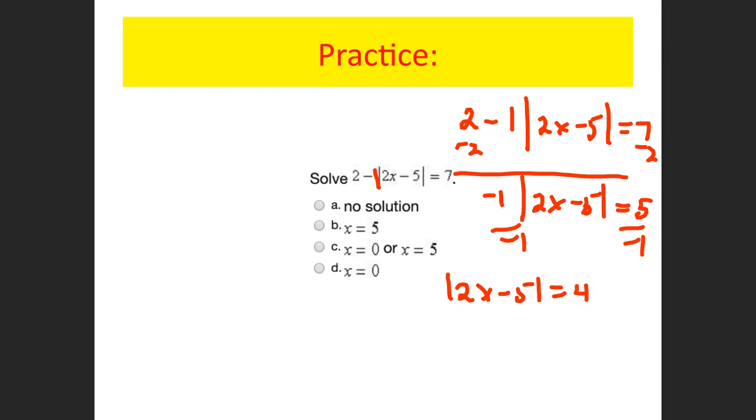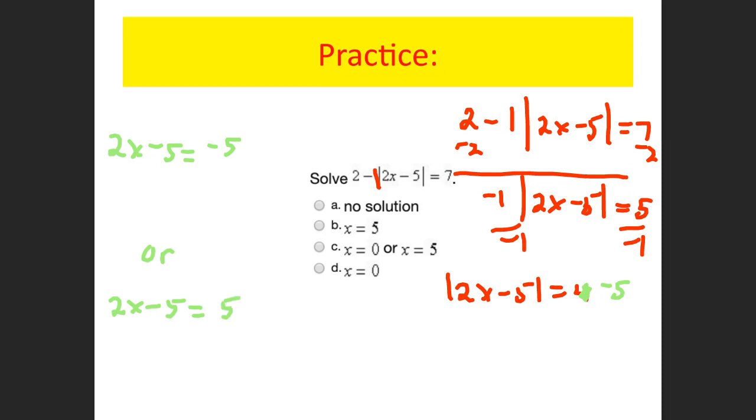Oh, I'm sorry, this was a divide sign. This should be negative 5. Sorry about that. I was dividing by negative 1. So now I have all of the numbers off to the side, and this is an absolute value symbol, so I'm just going to rewrite this as two separate problems. So 2x minus 5 equals negative 5, or 2x minus 5 equals 5.